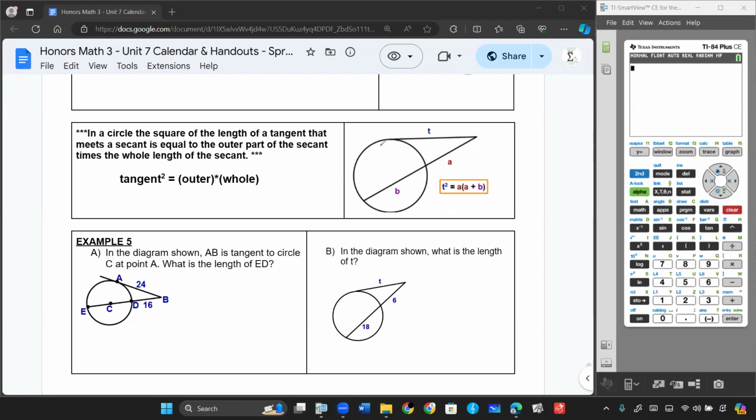The first formula is dealing with when you have a tangent to a circle. We can square that tangent, so we call it t squared, or tangent squared. That's actually equal to the product of the outside portion, the outer, times the whole thing that outer portion is a part of. So in short of memorizing that formula, I want you to understand just why that formula is what it is without getting too wordy.